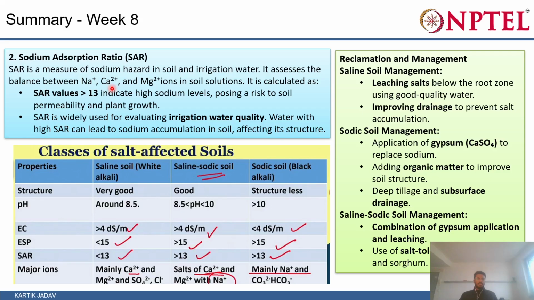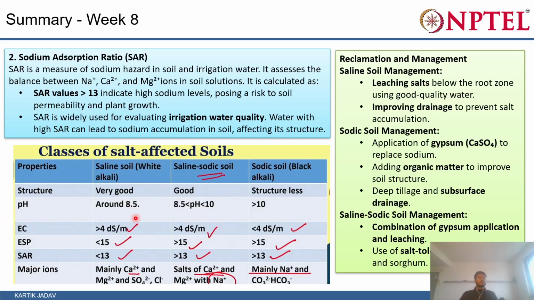It is generally a measure of sodium hazard in soil and irrigation water, and it assesses the balance between sodium, calcium, magnesium, and other cations. Generally it is between sodium, calcium, and magnesium, and its values are given here. So these are the most common classification of salt affected soil.